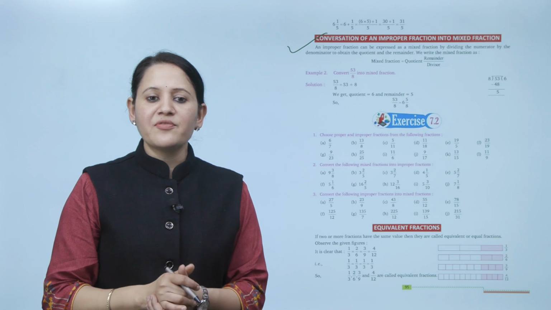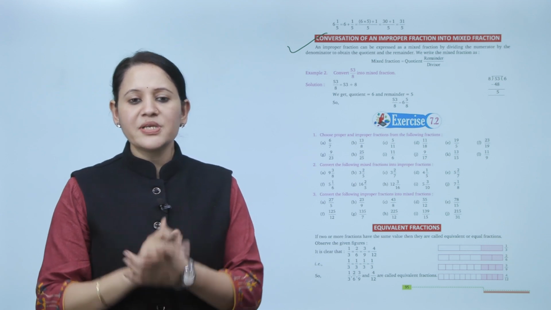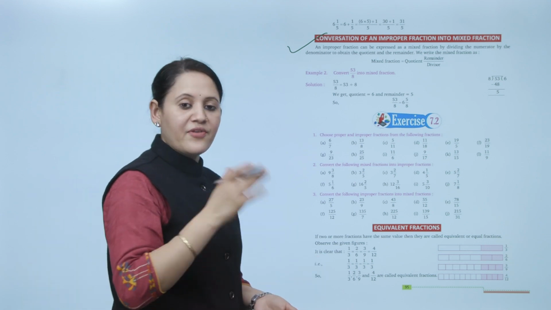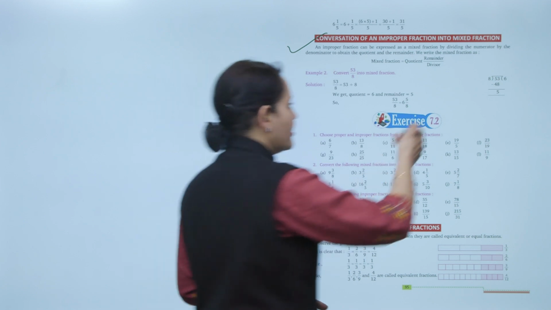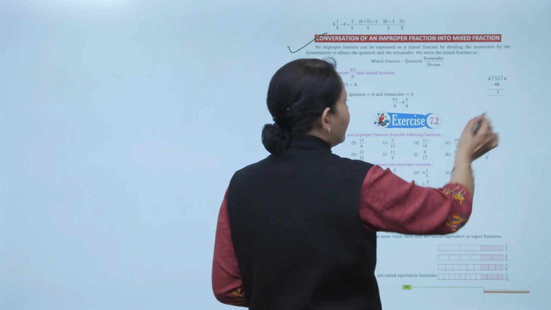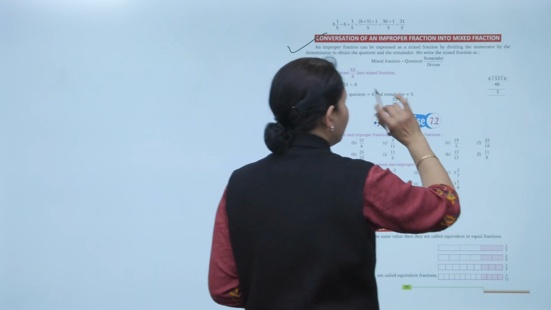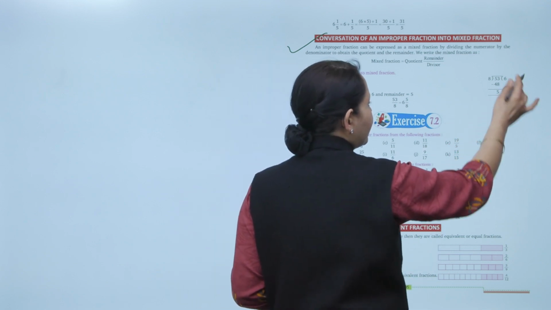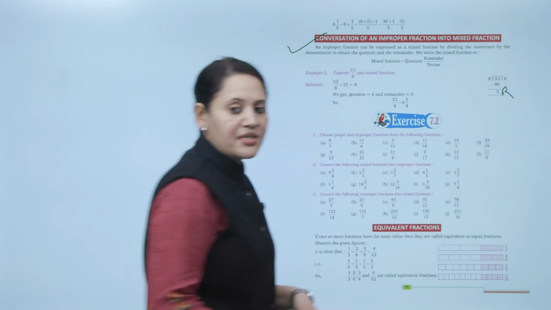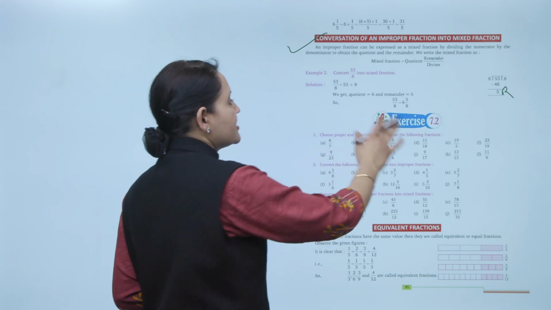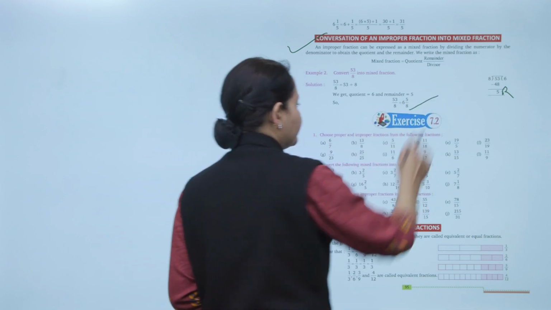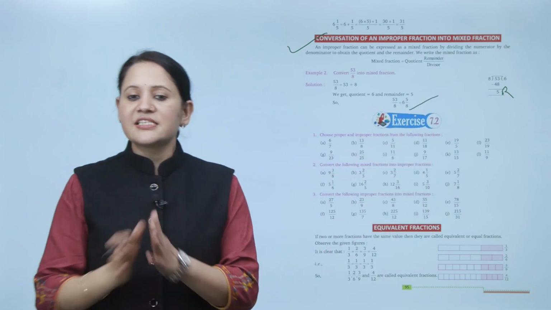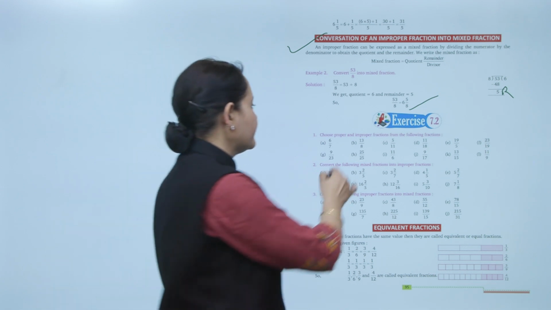We'll take an example. Convert 53 upon 8 into a mixed fraction. So what we'll do? We'll divide 53 by 8. 6 times 8 is 48. So here the 6 will become the whole part. The remainder will become the numerator and the divisor will become the denominator. So the answer is 6 5 by 8. Clear? Next is exercise 7.2.